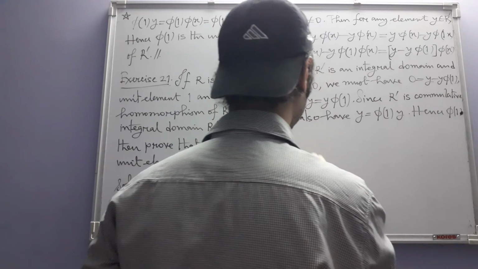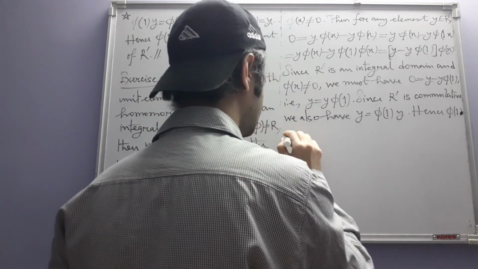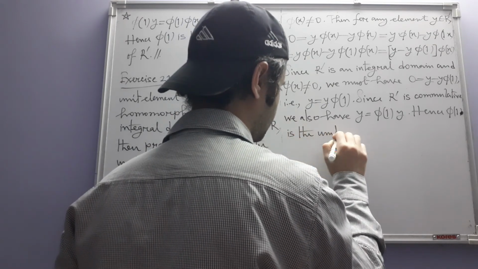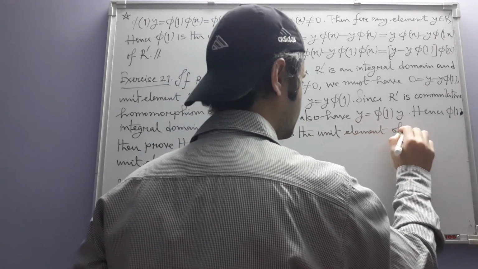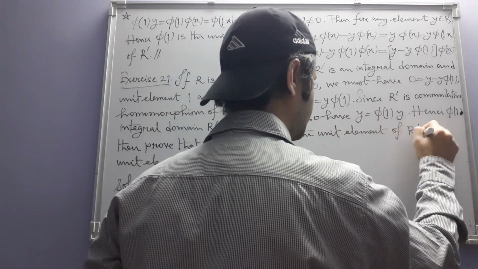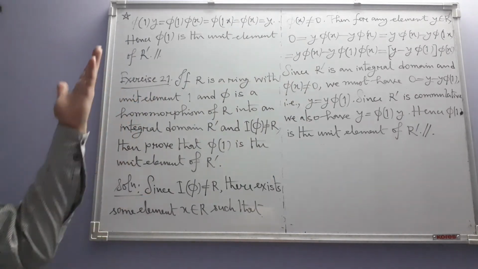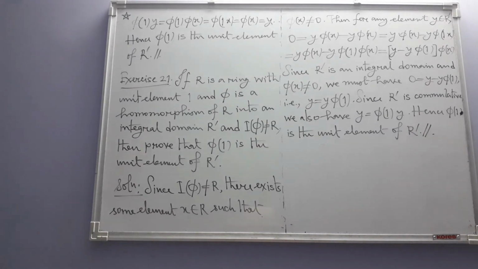hence phi of 1 acts as the unit element of R prime. This completes the solution, and it completes this set of exercises at the end of section 3.4.